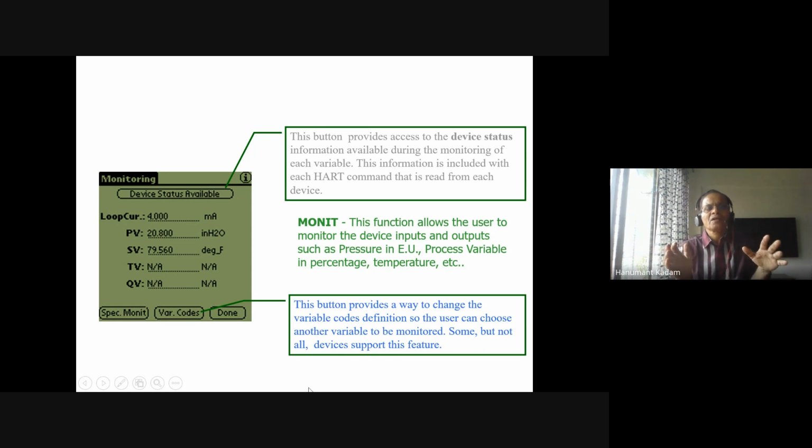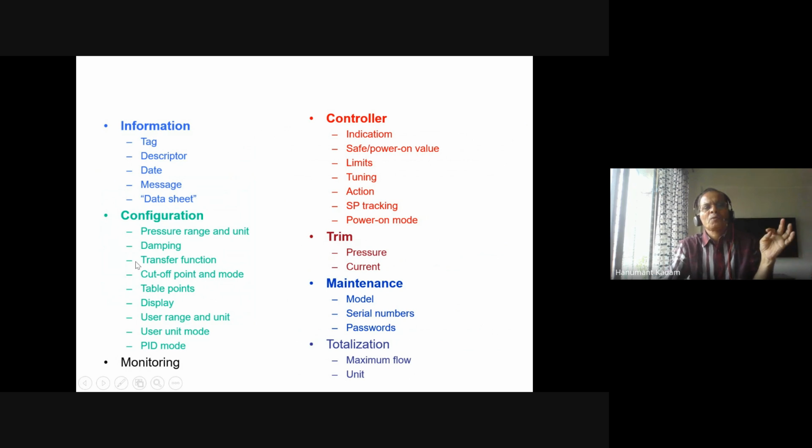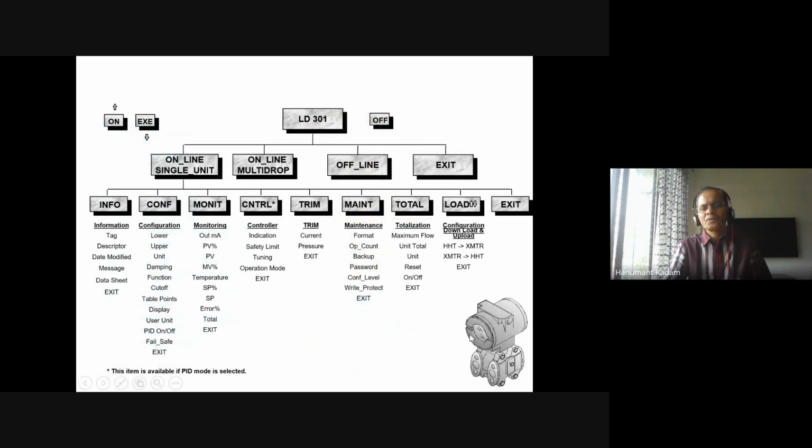This is why I am showing the communicator. When you are using it, you will get this information like this. So what are the information? Information, configuration, monitoring, controller, trim, maintenance. In the information button, you will get tag, descriptor, date, message, data. In the configuration, you can change the pressure range, and you have damping, transfer function, cutoff point, table point, displays. These are monitoring, controller indication. You can also configure trim, pressure and current, maintenance, model, serial number. This is the information available inside the transmitter, and using a HART communicator you access that.